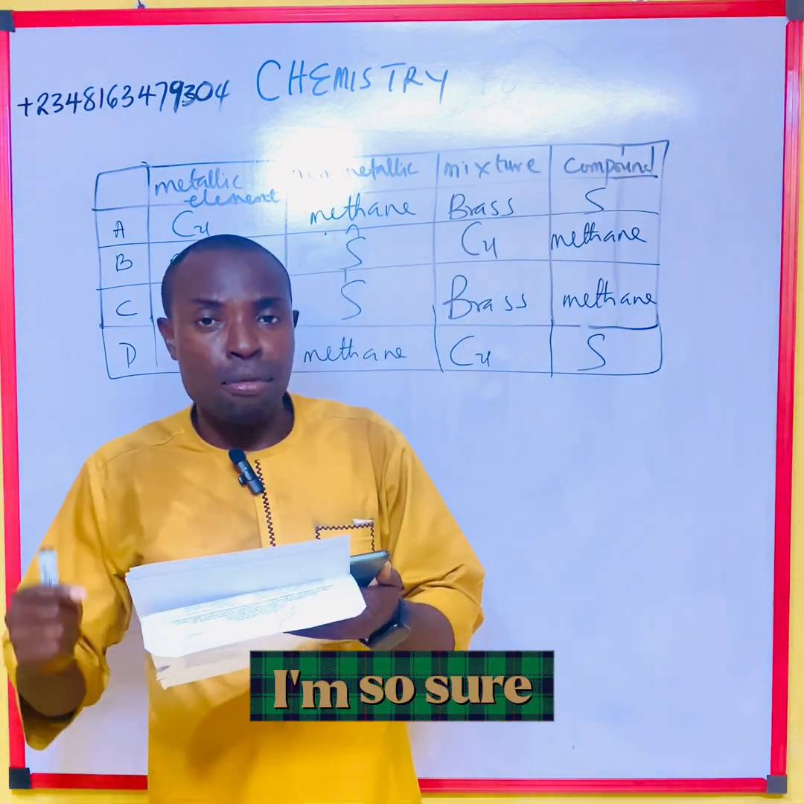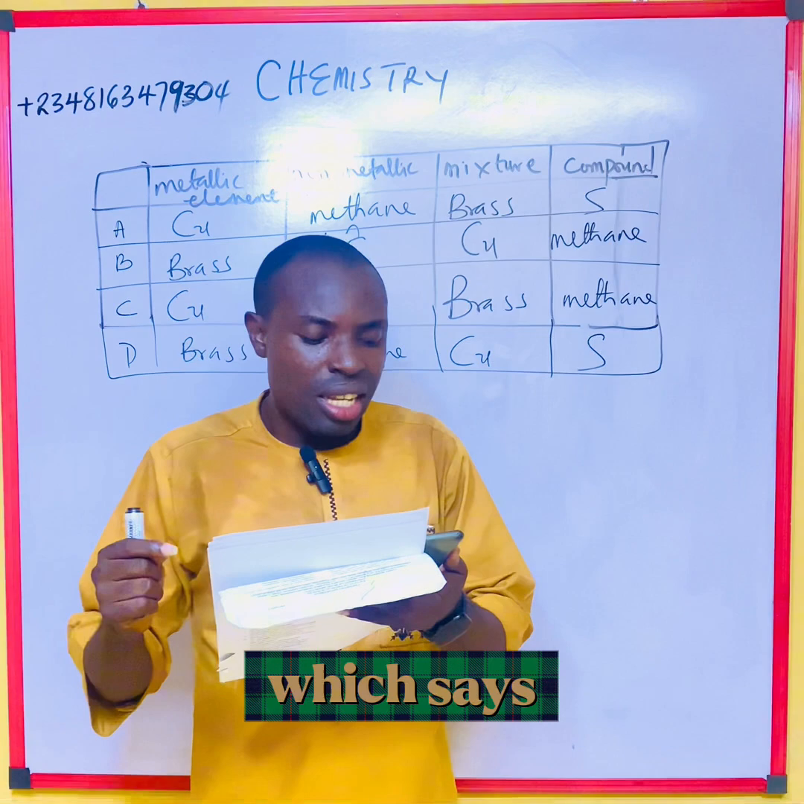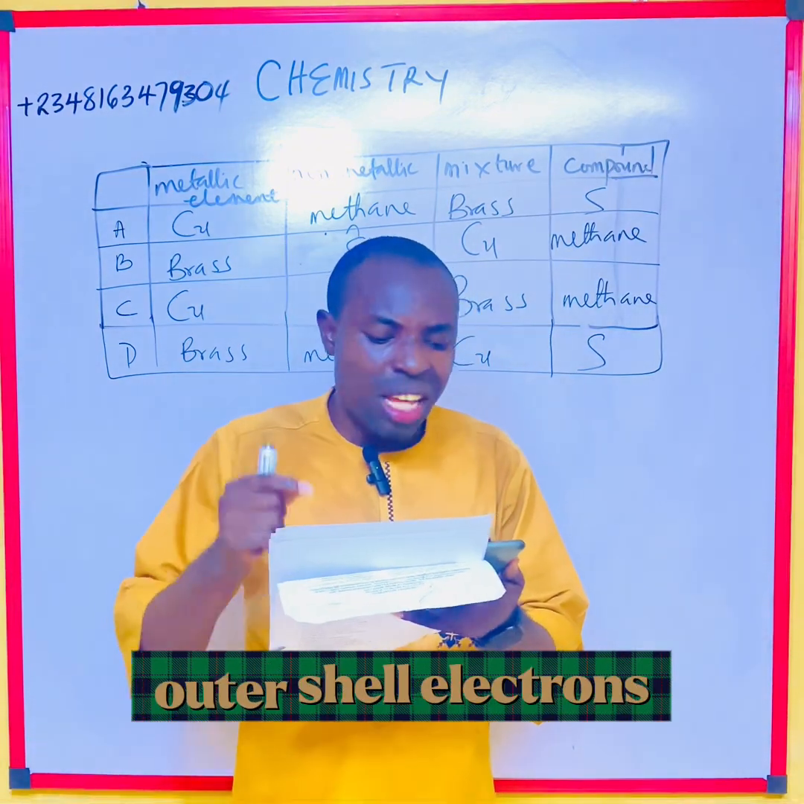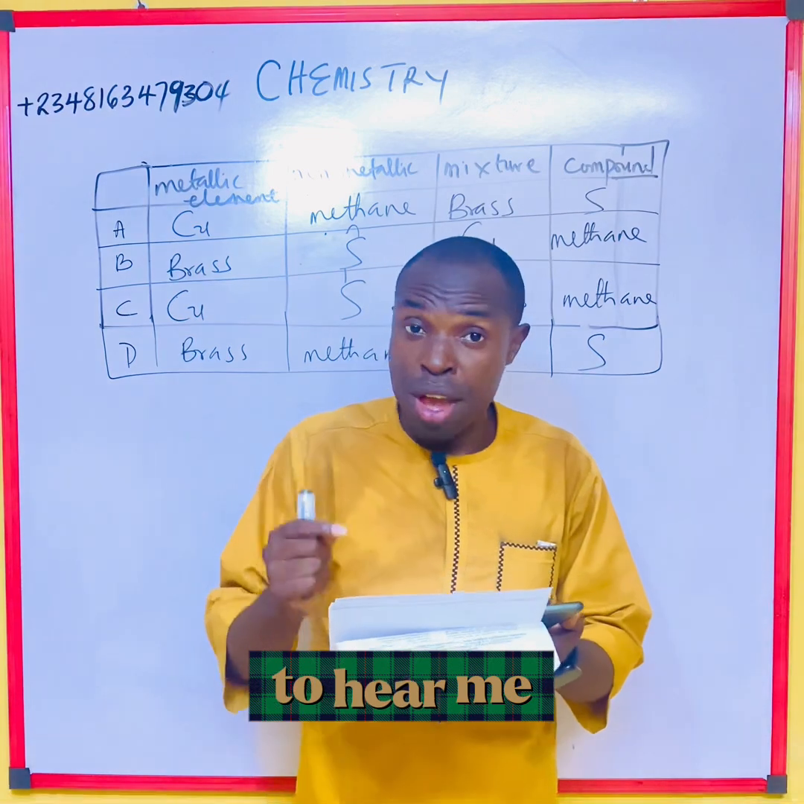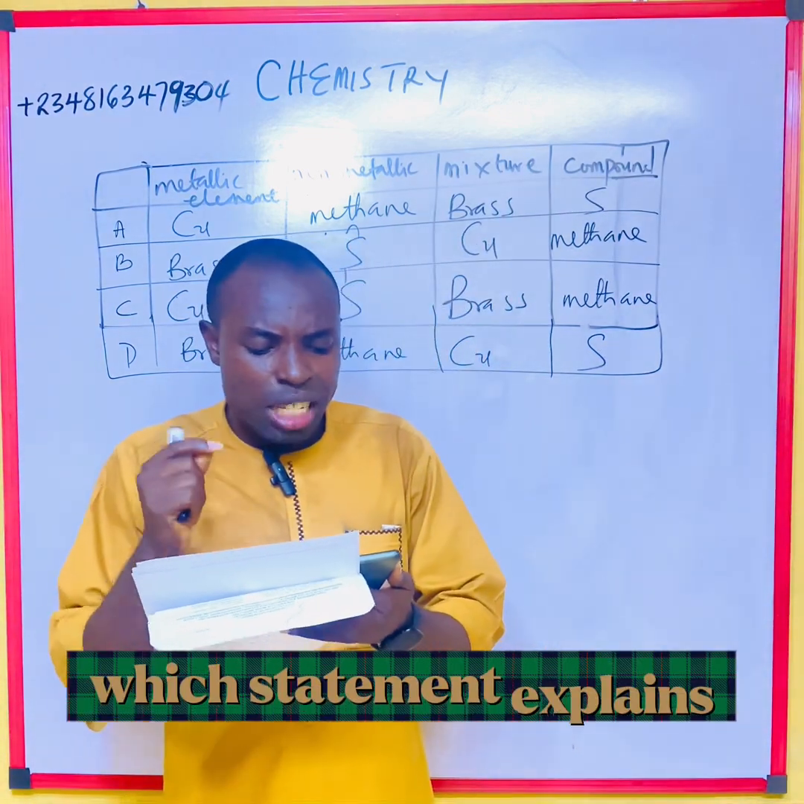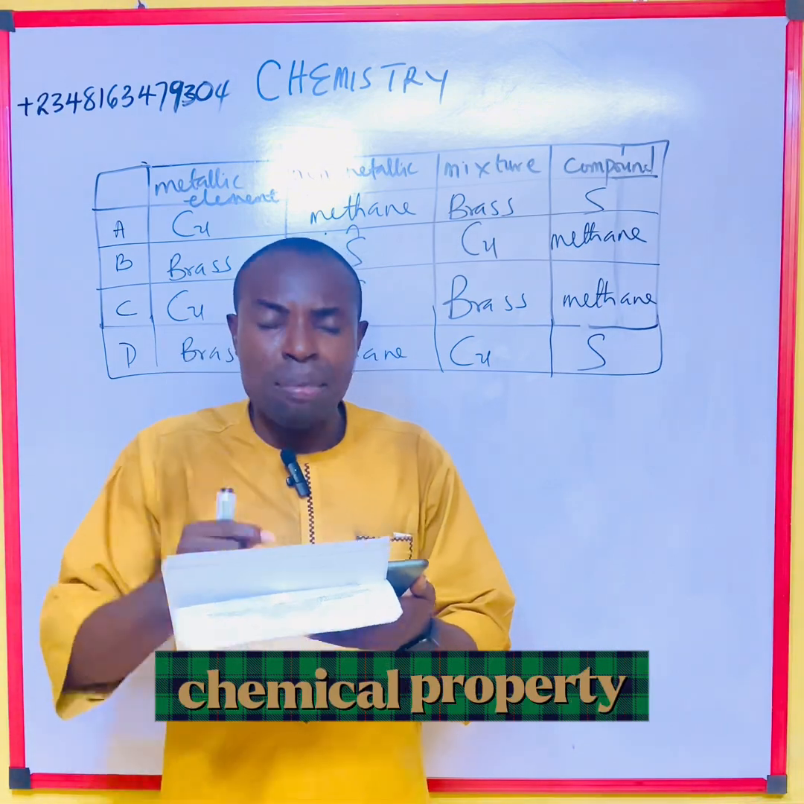I believe, and I'm so sure, that the correct answer here is option A, which says they have the same number of outer shell electrons. I go ahead again to read the question for you to hear me clearly. Which statement explains why isotopes of the same element have the same chemical property?